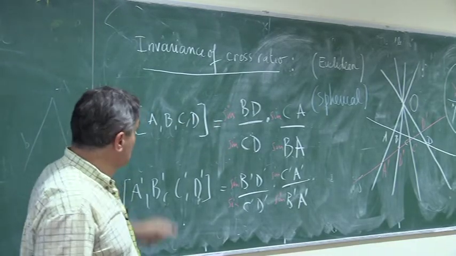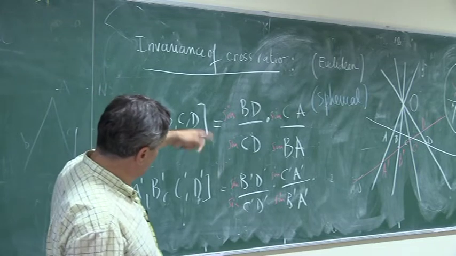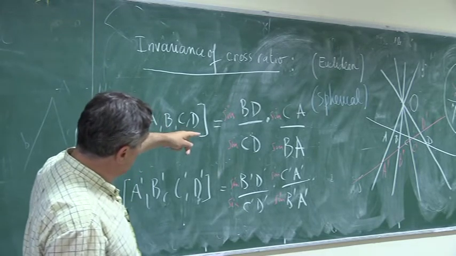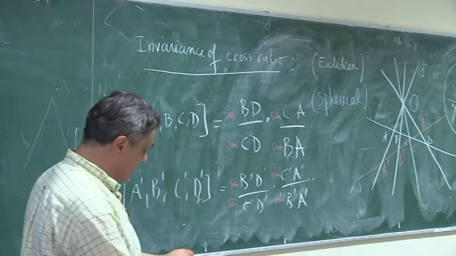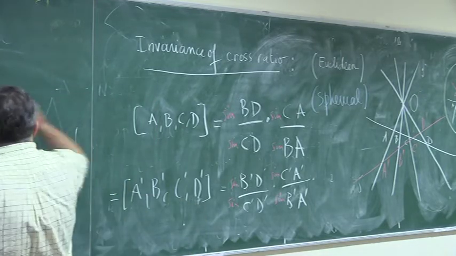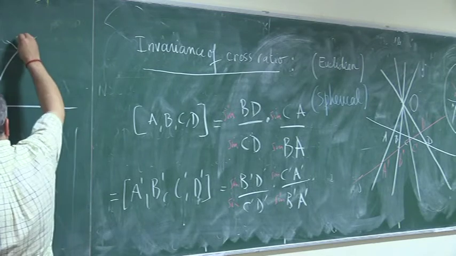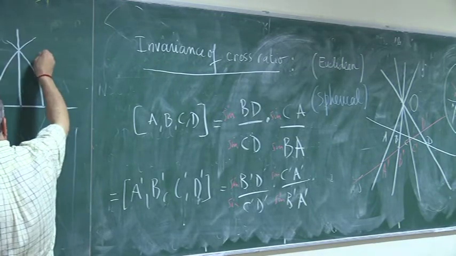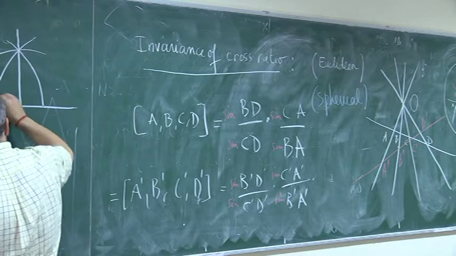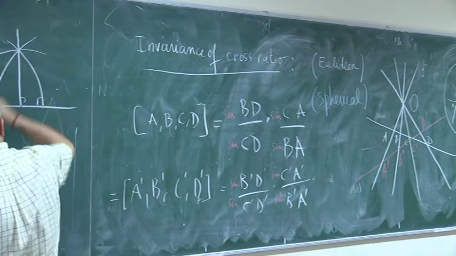And I don't want to say a lot. Now you understand that in hyperbolic geometry you have the same invariance of the cross ratio. So this is 1 line, 2 lines, 3 lines, and 4 lines.